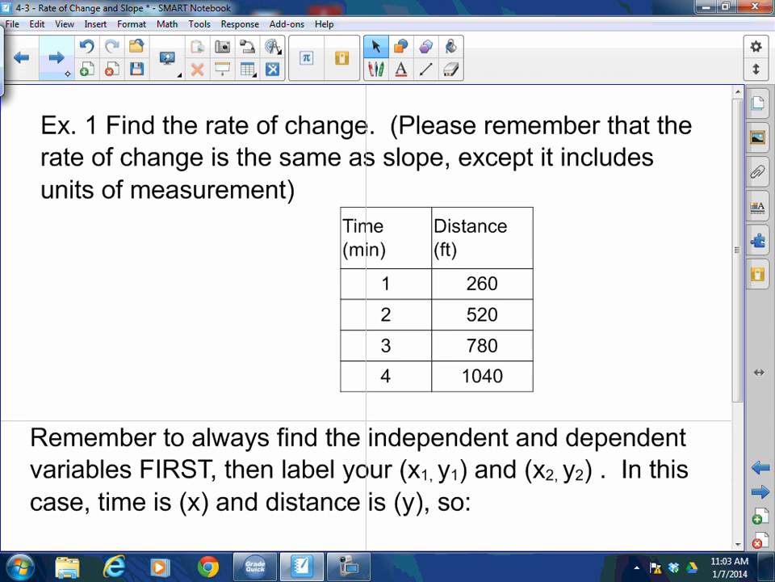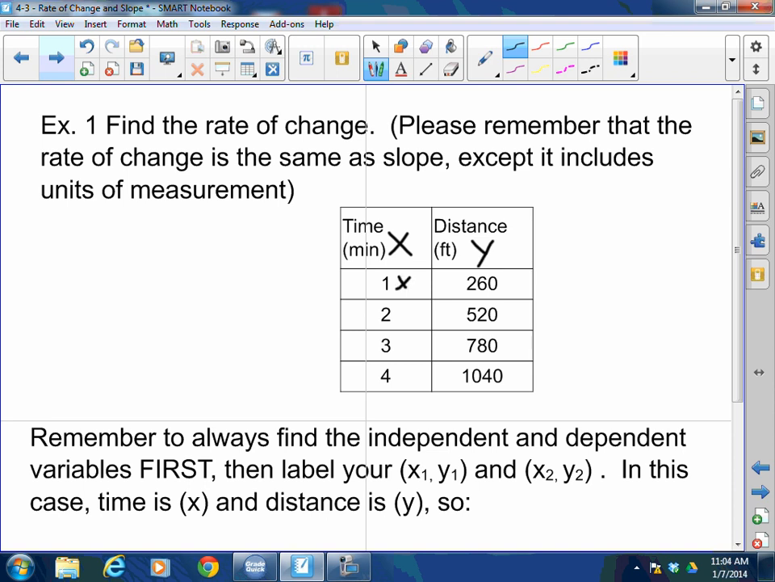Why don't we find the rate of change, and read what I put in parentheses. Please remember that the rate of change is the same as slope, except it includes units of measurement. So in this case, we're going to find a slope, but it's a rate of change because I have units of measurement. If you remember, my friends, time is always independent. Time is always x. And in this case, distance in feet is y. So, label, and plug in the formula.